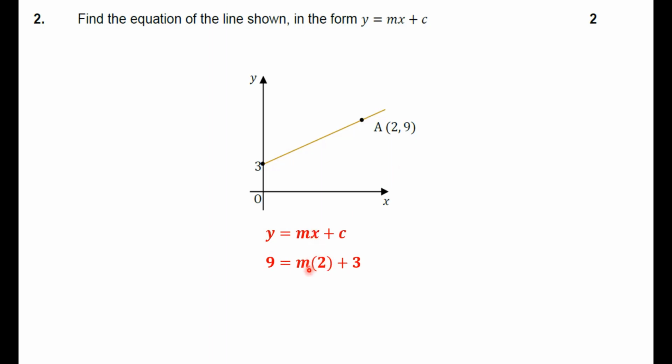This is 2 times a number plus 3 makes 9, which means that 6 is the answer to 2 times the number, because 6 and 3 is 9, so this part here has to be 6. So divide by 2 to get m, and there's your answer. M is 3. We already know that c is 3 because that's given there. We've now worked out m is 3, so the answer to this question is y equals 3x plus 3. That's worth 2 marks. Next question.